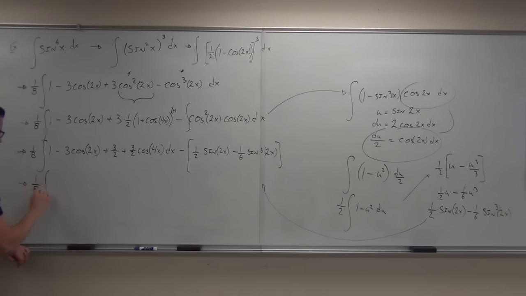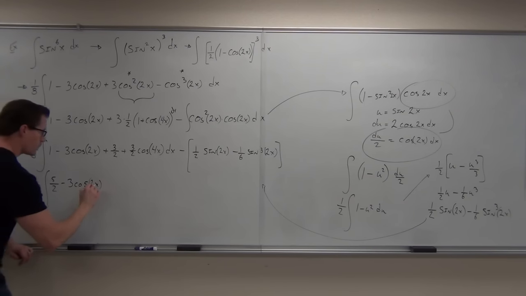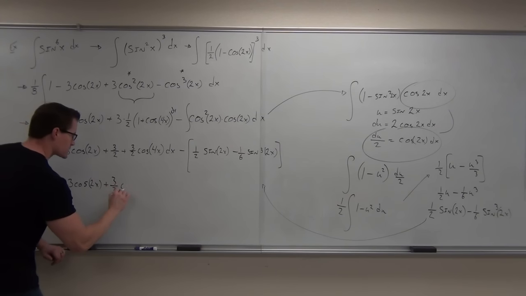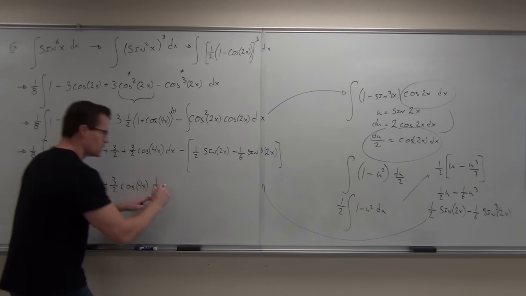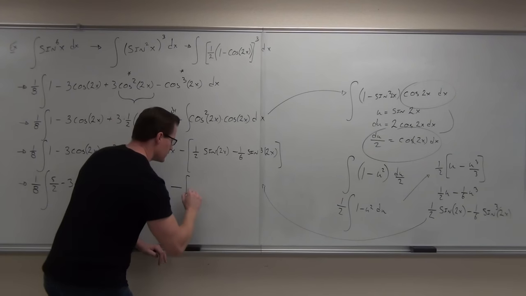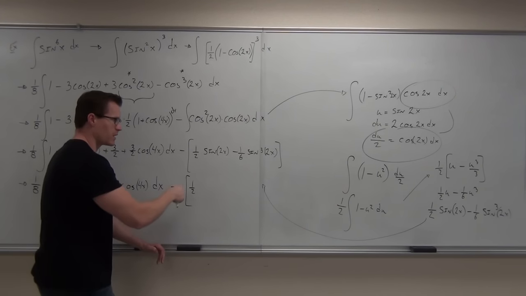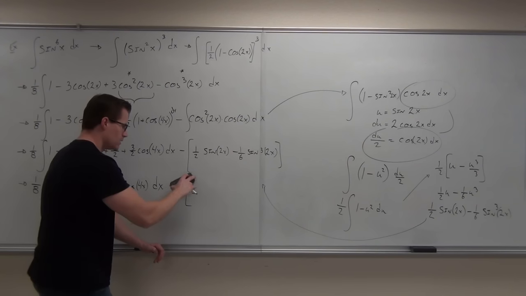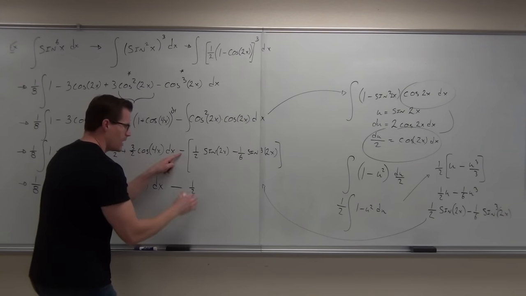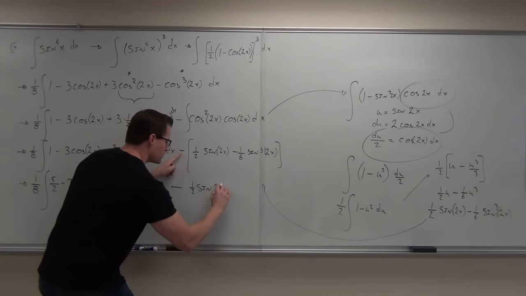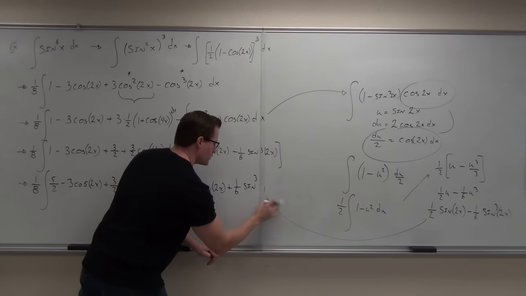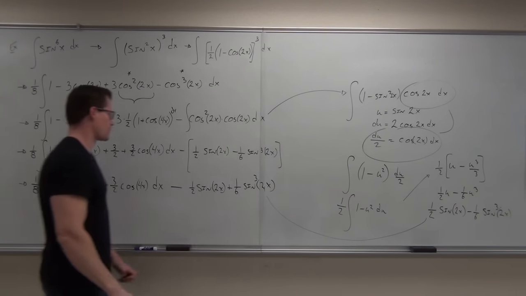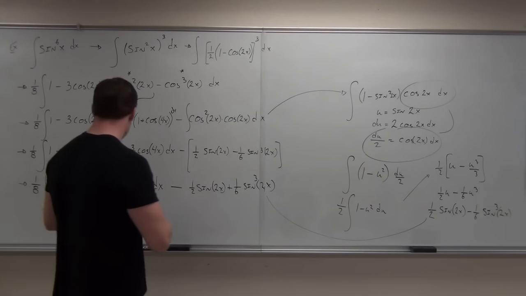So 1 eighth integral 5 halves minus 3 cosine 2x. This is gone. Plus 3 halves cosine 4x. Notice, dx. Calculus ends here. This we've already done. Distribute. Yeah, you can do that. You can distribute that right now if you wanted to. You want to do that? Yeah. The negative. So minus 1 half sine 2x. Good. Plus 1 sixth sine 2 to the third power, 2x. Now let's work on the integral of this thing.